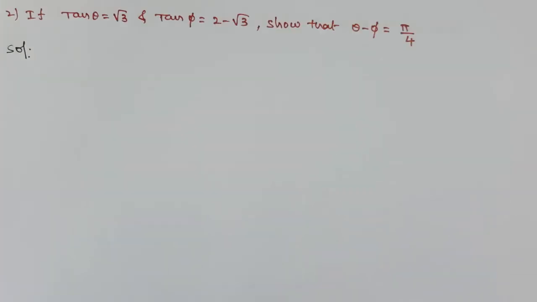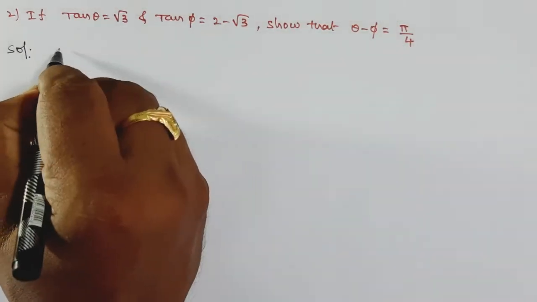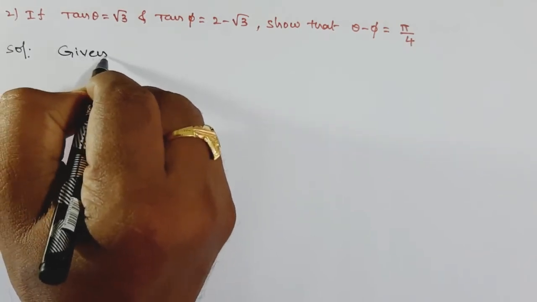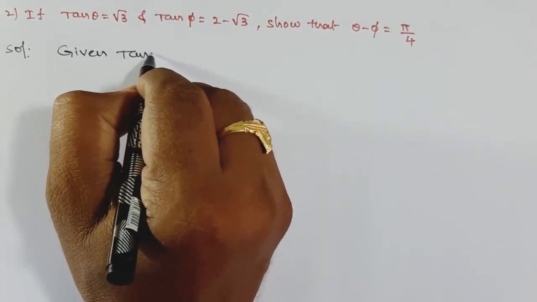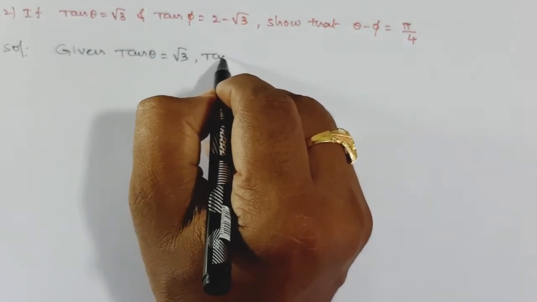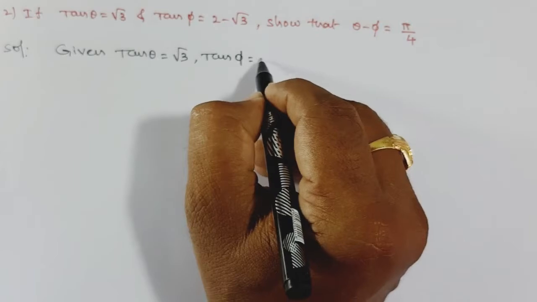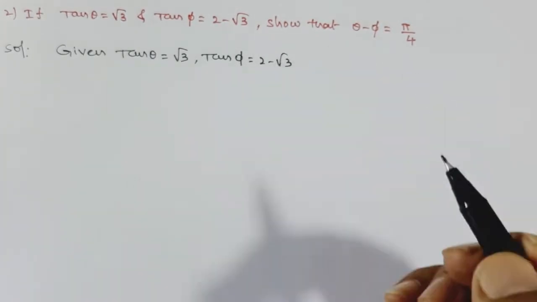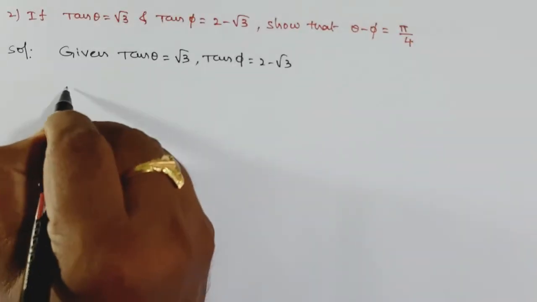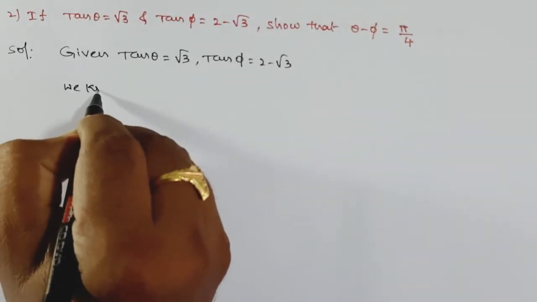Now take another problem in this concept: tan theta equal to root 3 and tan pi equal to 2 minus root 3. First you have to write the given function. In the given problem there is only the tan function. They ask to prove that the value of theta minus pi equals pi by 4. For that we have to write the formula to prove tan of theta minus pi.